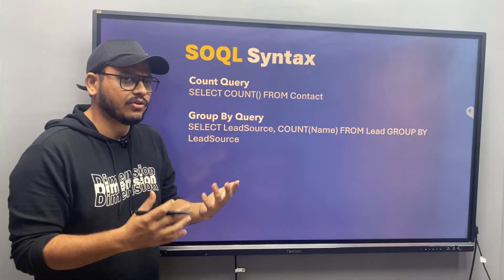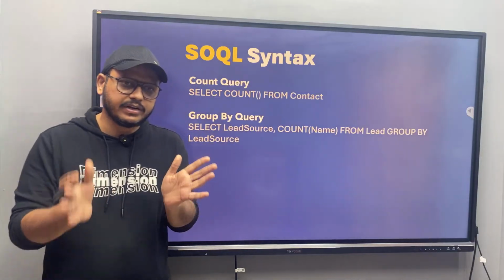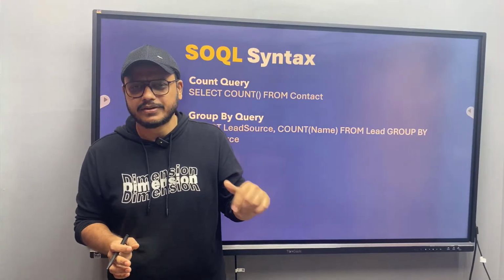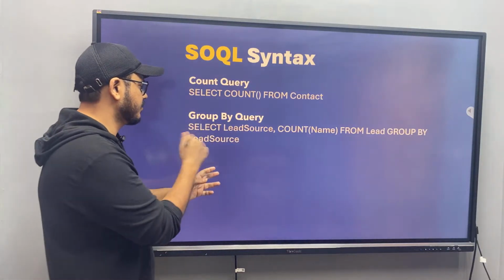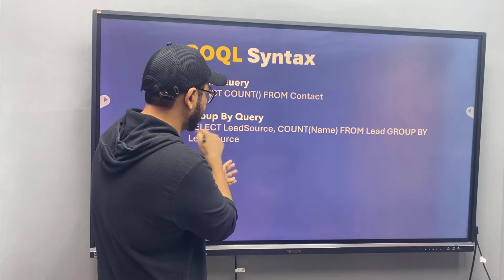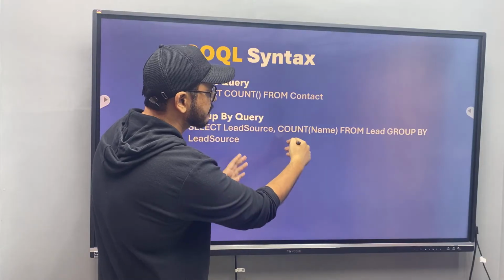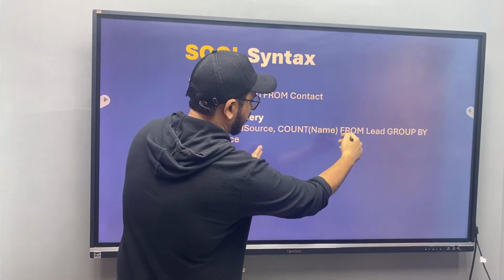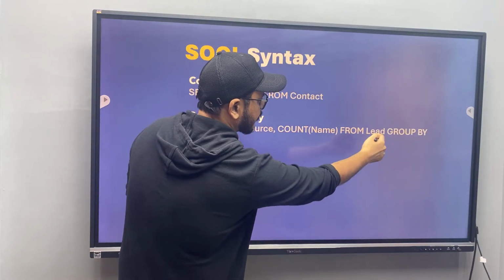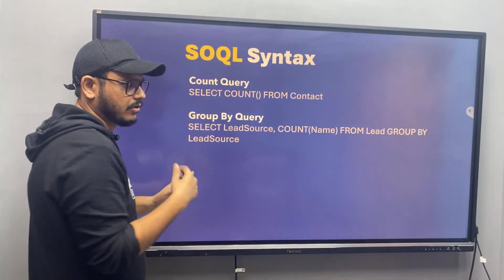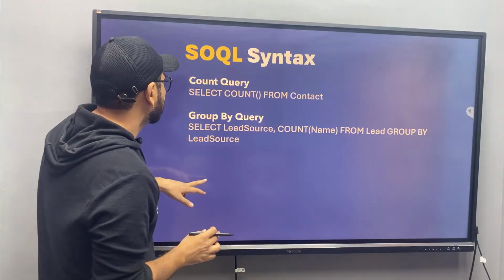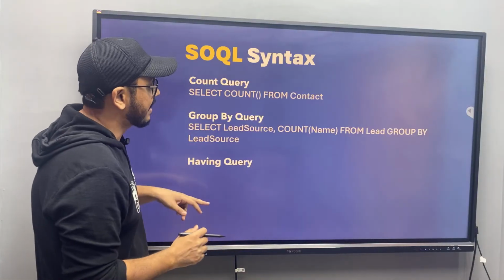So for contact, again, if I have contacts from 4 different countries and I quickly want to check a count of how many contacts I have from which country, I can write select country, count of country or count of ID from contact group by country or billing country, whatever it is. The field name has to be correct. So that's the group by query, and then there is the having query.